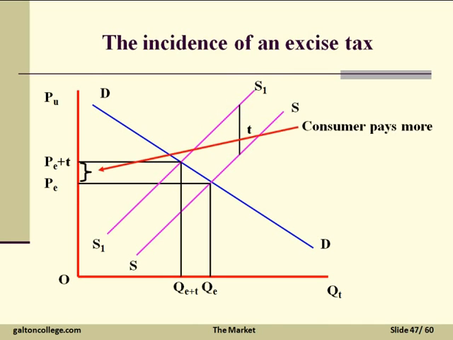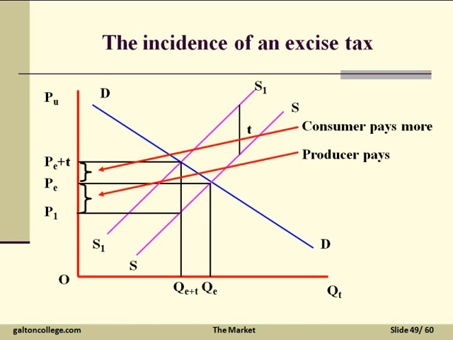The consumers would pay more because previously the consumers were paying PE, now they're paying PE plus T. So the consumers are paying more for it. But in addition to that, in the past, if the quantity was QE plus T, then the producers would have received P1. That was the old supply curve. So the producers would have got P1, and the price would have been PE.